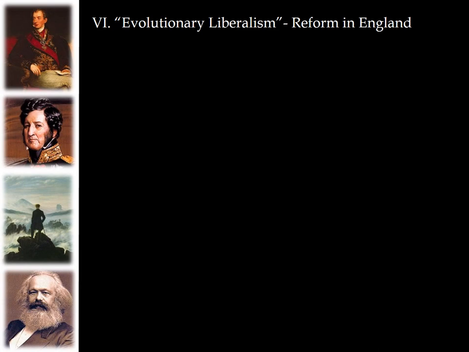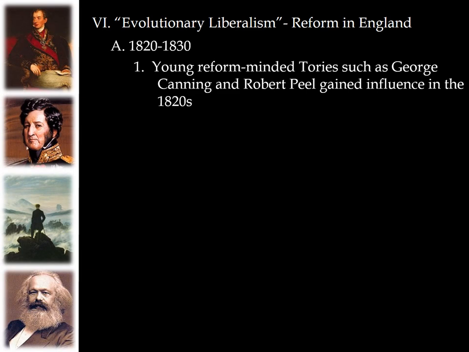Okay, so evolutionary liberalism. Between 1820 and 1830, young reform-minded Tories such as George Canning and Robert Peel gained influence in Parliament in the 1820s. They allied with liberal Whig reformers. So they were of the Conservative Party, Tories, but they were more young Tories, neocons, if you will. They were more reform-minded. They were more willing to reach across the aisle to the Whigs and advocate for some changes to be made.